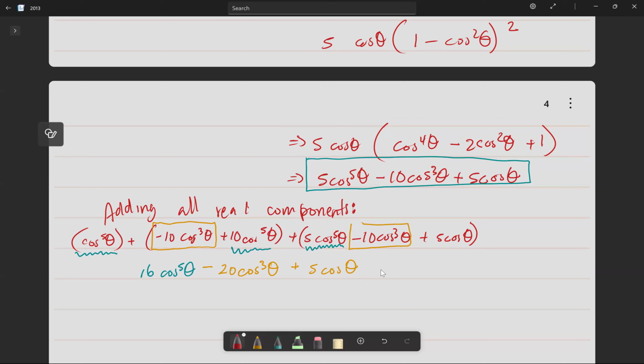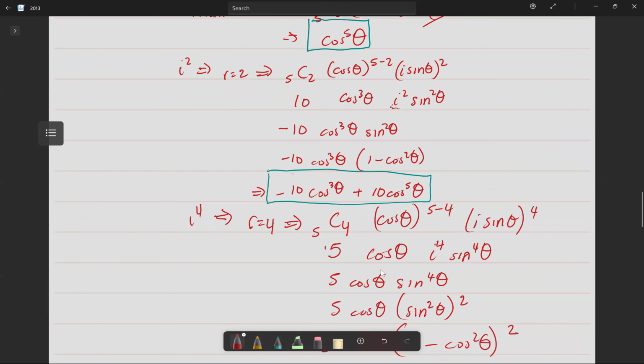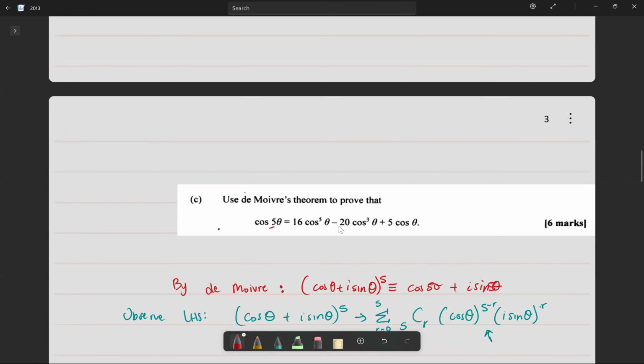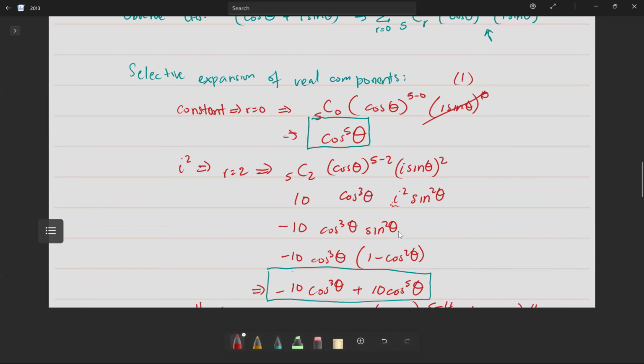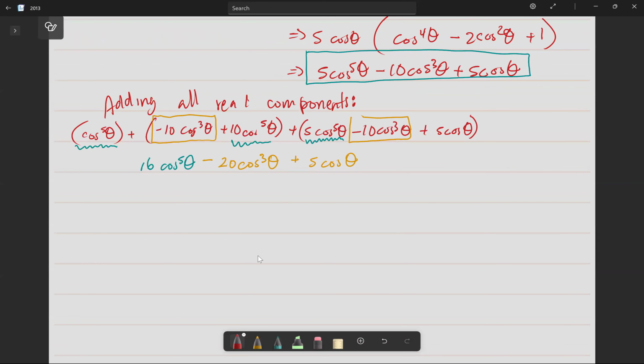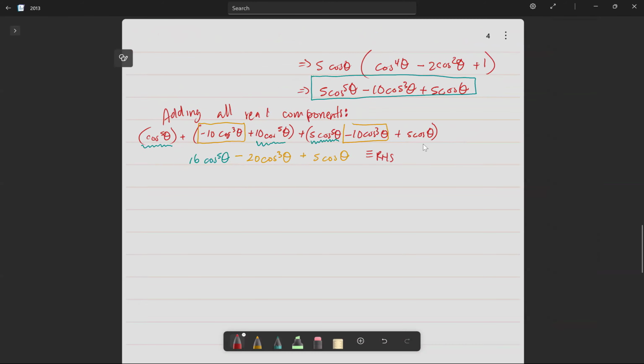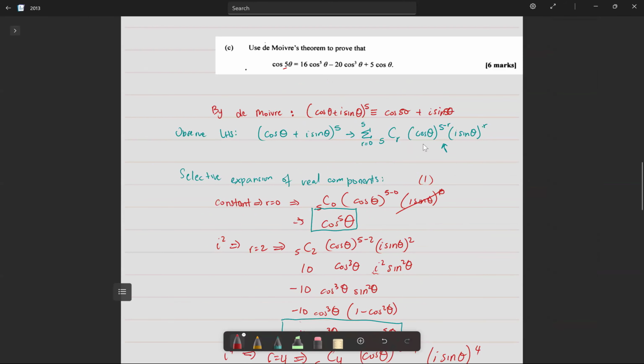If you look at this, that's 16, negative 20, and 5. That means the left-hand side, which we're working on, is equal to the right-hand side. Any confusion that you want me to go over on this question? Good. Okay.